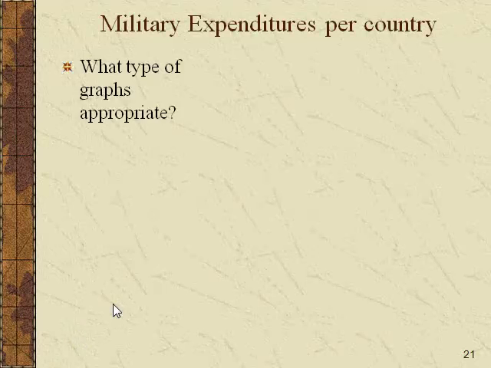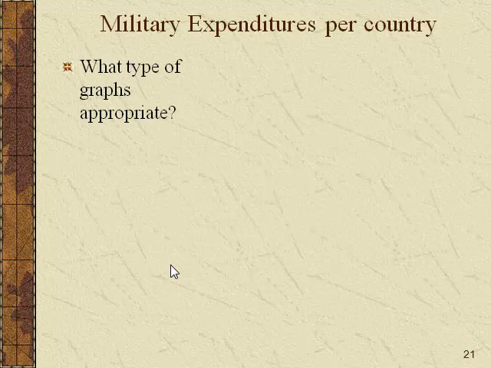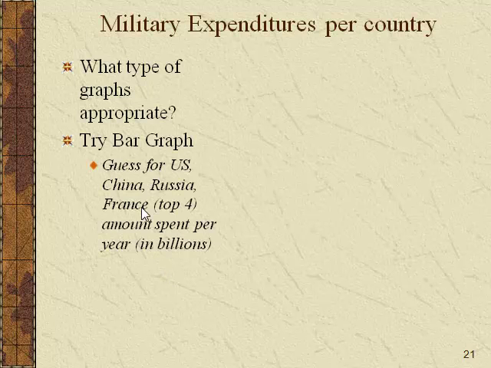Okay, and then we're going to look at military expenditures per country. If you could stop for a second and think about what types of graphs would be appropriate, a bar graph would be appropriate, because you would have country as the variable on the x-axis as a qualitative variable, and then you're trying to determine the amount of dollars spent. So that would be a bar graph. So just for kicks, stop for a second, and I want you to try to figure out, in billions, what you think the U.S., China, Russia, and France spend. And draw a little graph of what you would think. These are the top four. And when you're ready, go ahead and hit enter.